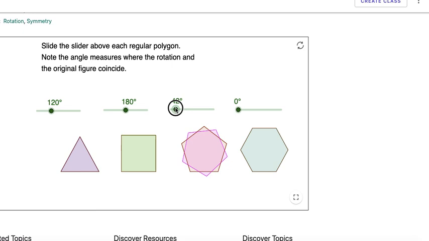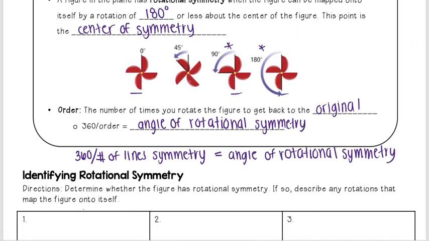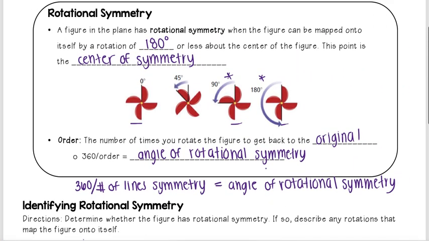We're going to see with this pentagon, I have one at 72 degrees. I have another at 144. And that's it. We'll look at some examples of those in the next video, so you can go ahead and move on to the next one.